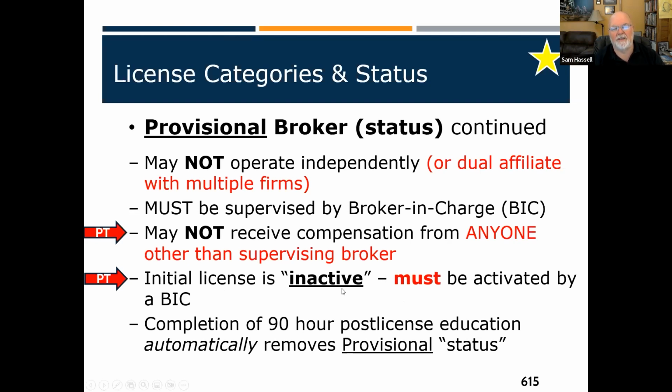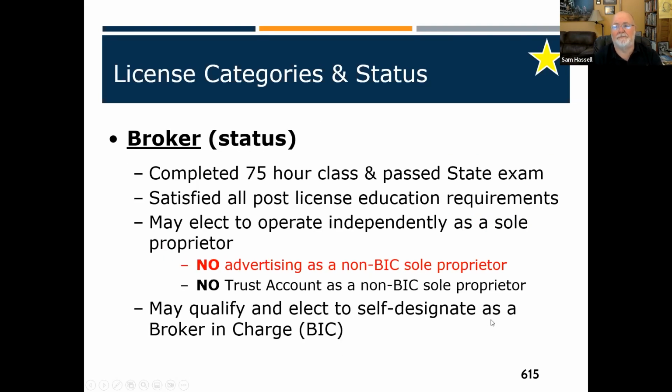Now, also, your initial license as a provisional broker is going to be inactive. Inactive. And it has to be activated by your broker in charge. Right? Then you've got to do your 90 hours, your 3 30-hour classes, and automatically remove that provisional status. So we did that. We're all good. We completed the 75-hour class, passed the state exam, satisfied the post-license education. All right. So now we can elect to operate independently as a sole proprietor, or we can work for a broker in charge.